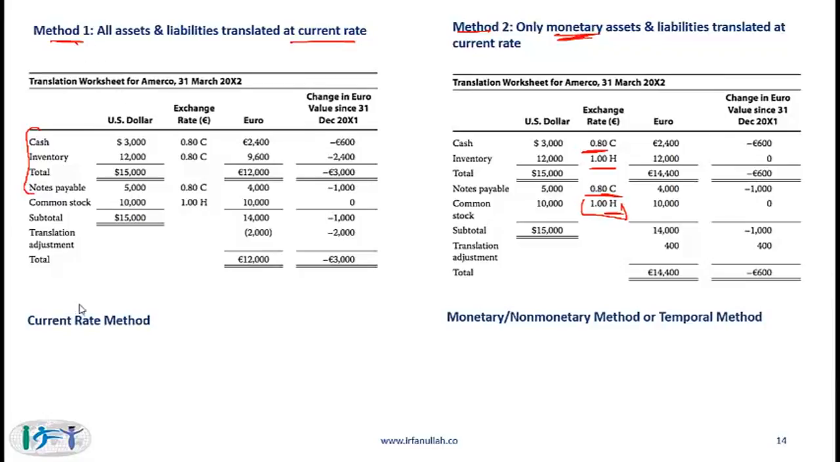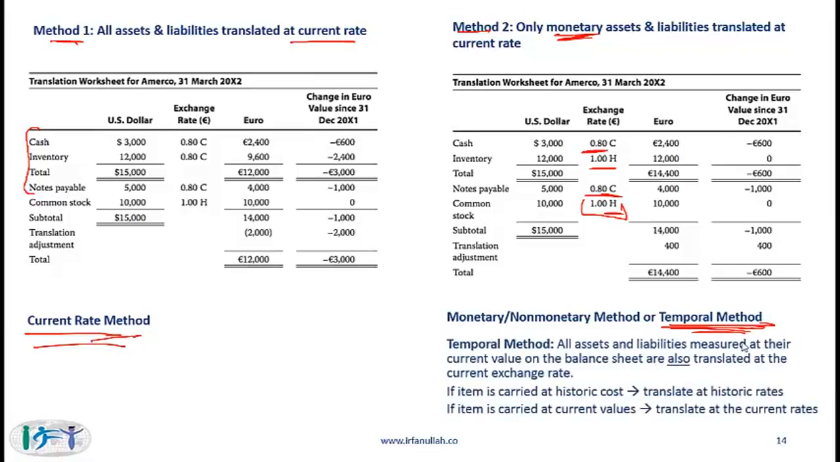Method 1 is called the current rate method. So all assets and liabilities are translated at the current rate. Method 2 is called the monetary non-monetary method, or the temporal method. And the term used in the curriculum, in the learning objectives, and later in the practice problems is temporal method. So effectively, the two translation methods are the current rate method and the temporal method.